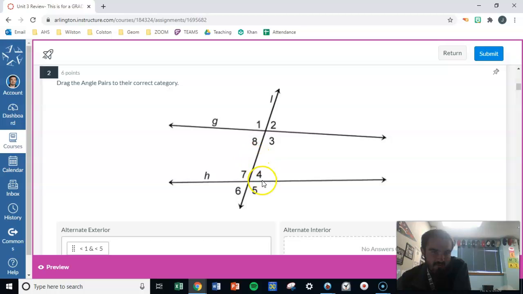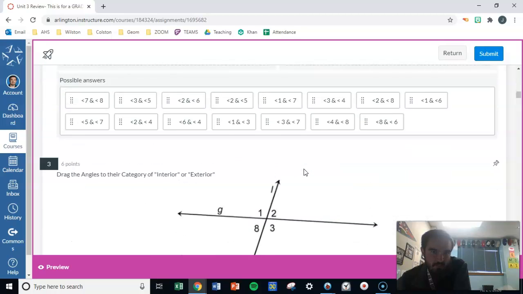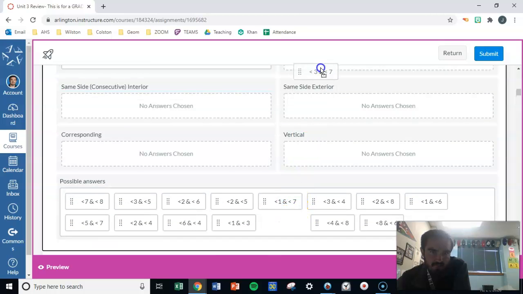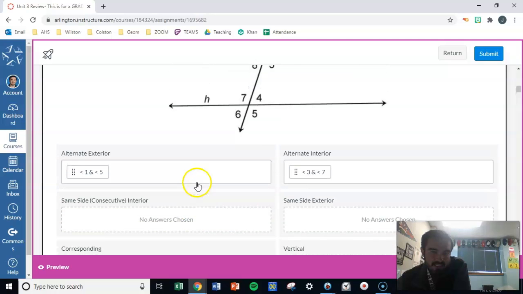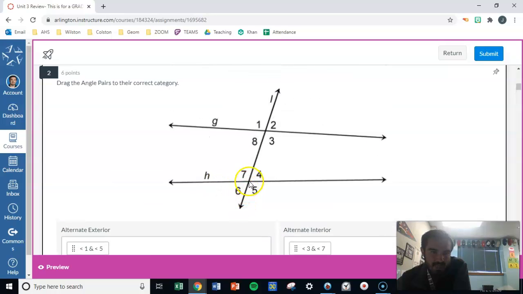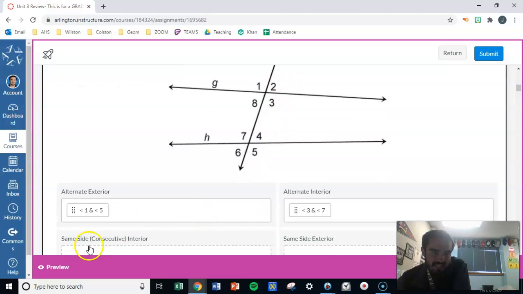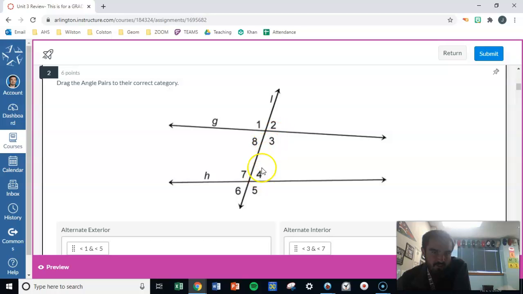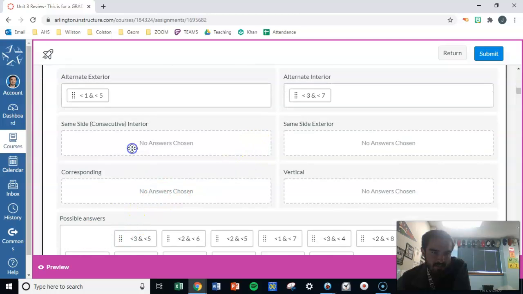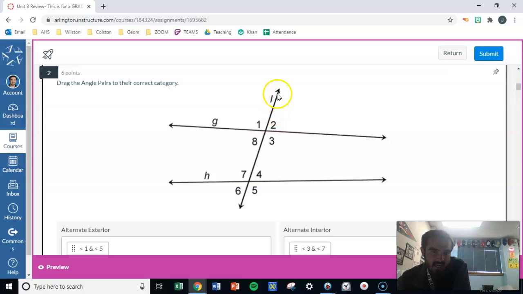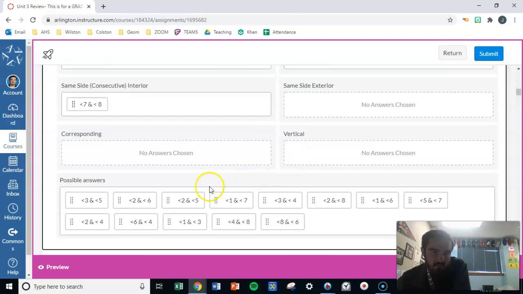Alternate interior would be something like 8 and 4, 3 and 7. You see how those are on opposite corners, but they're in the interior. So 3 and 7, 8 and 4. Okay? Same side interior has to be on the same side of the transversal. So if our transversal is L, in the interior, 3 and 4 are on the same side. They're both on the right side. 8 and 7, they're on the same side. They're both on the left side. So something like 7 and 8 would be same side interior. Same side exterior, same concept, but in the exterior. So like 2 and 5, 1 and 6. Okay?